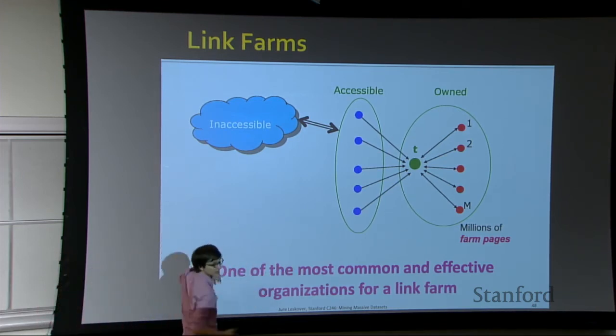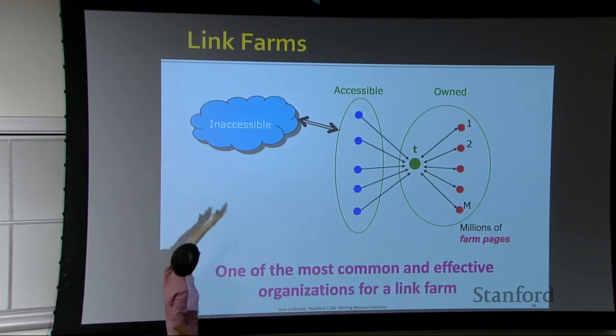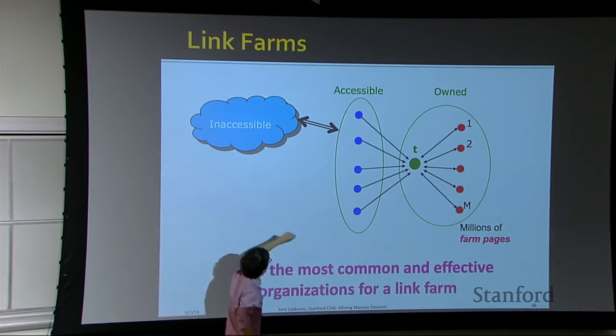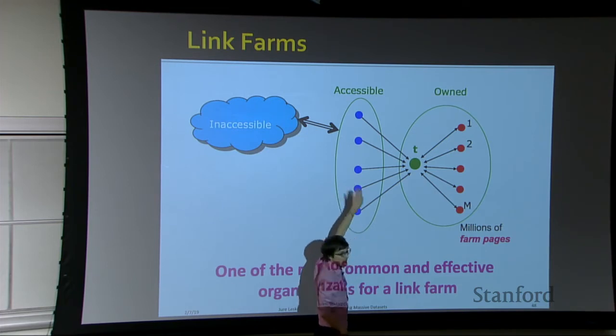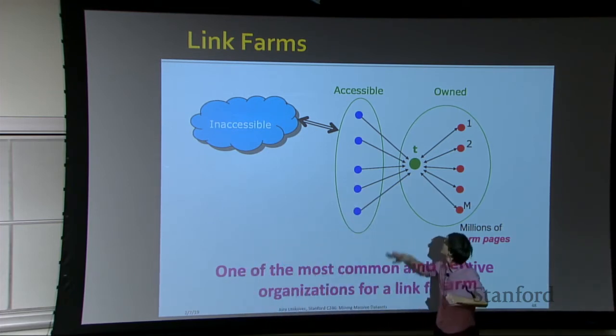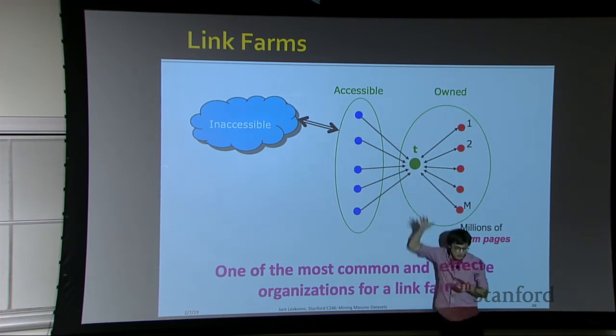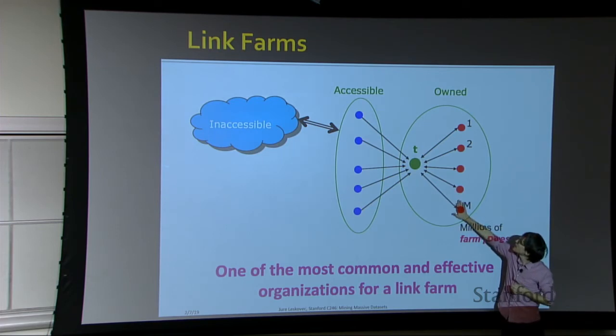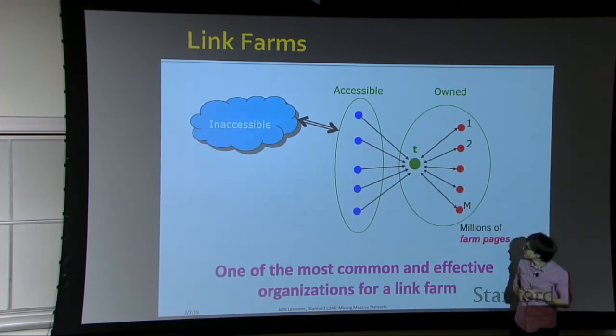This is now the picture of the entire web, where you have this inaccessible part of the web that you cannot touch because you don't own it. You have this accessible part of the web. These are pages where you can post comments. And this is your target page T that you want to boost its PageRank score. And then the red ones are the pages you own.